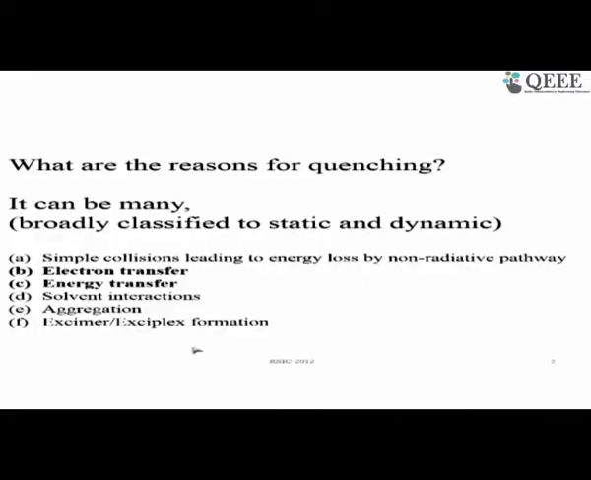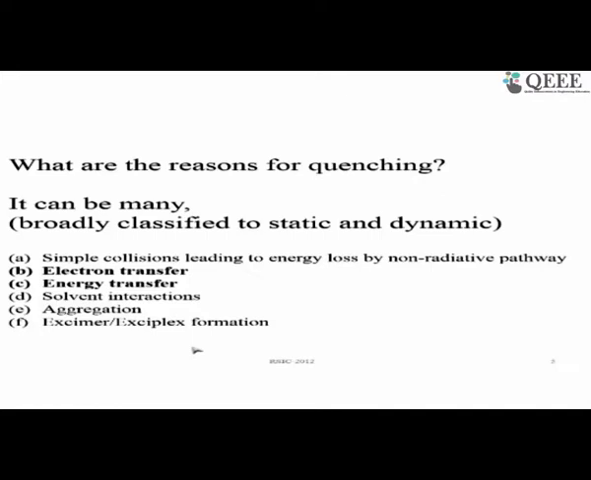Now, reasons for quenching, which yesterday we also very briefly mentioned. Even though it is broadly classified into static and dynamic, within static and dynamic there are n number of reasons for quenching. A, simple collisions leading to energy loss by heat. A quencher molecule can come and collide with a fluorophore. That collision can exchange energy, so the fluorophore from the excited state gives energy to the quencher in the form of heat. So the fluorescence is gone. It gives out the energy through a non-radiative mechanism.